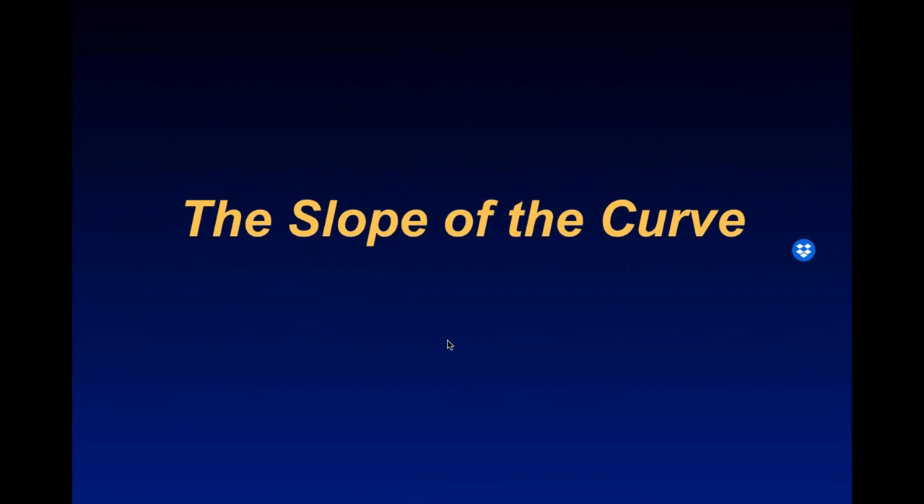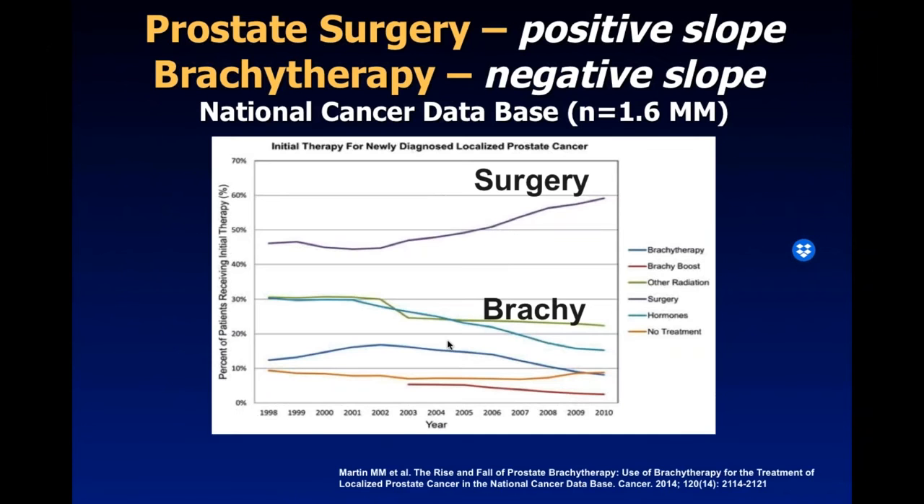So where are we with the slope of the curve? If you look at this slide, you can see that prostate surgery has increased since 2001 and 2002, while brachytherapy, we've seen a decline since that time. And so it's almost completely mirror images of one another with respect to what's happening to brachytherapy. If you look at the brachytherapy boost, it's also decreased, but I think these are areas that we have the opportunity to improve. And this is all based on the National Cancer Database of approximately 1.6 million patients.